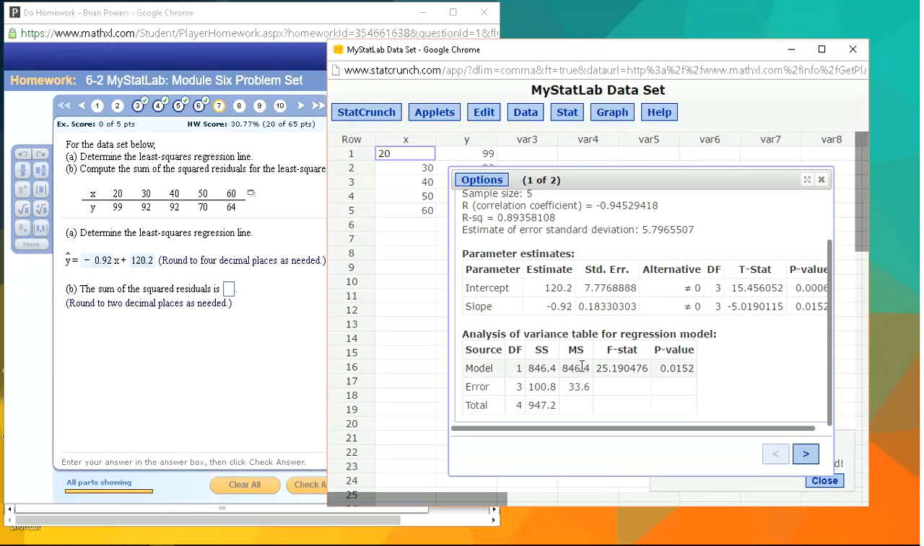I'm very briefly going to talk through it. The model, this SS stands for the sum of squares. Okay, residuals are how far off from the data your model is. So for each data point, you can calculate its residual by seeing what this model would predict for that x value.